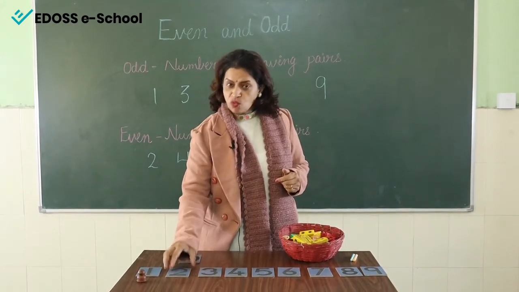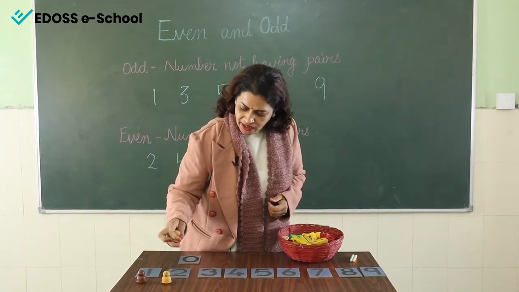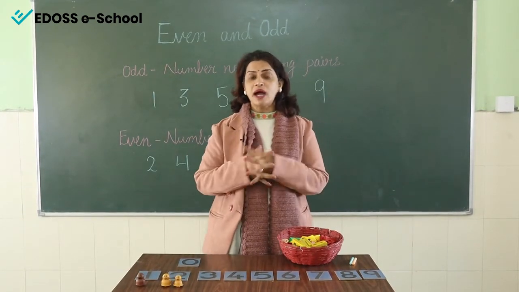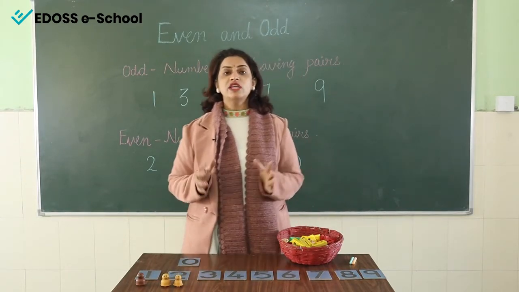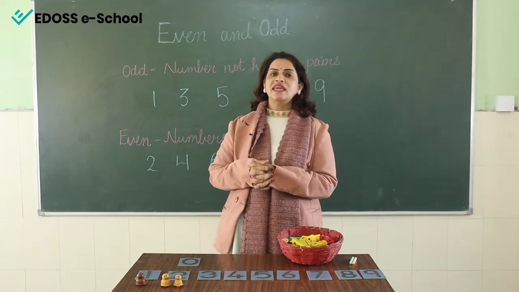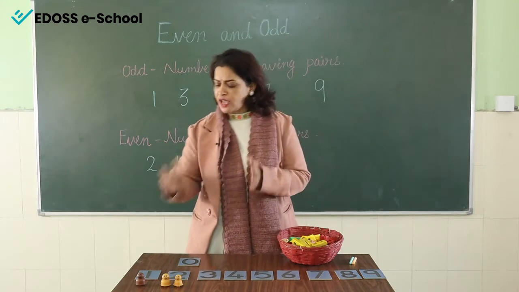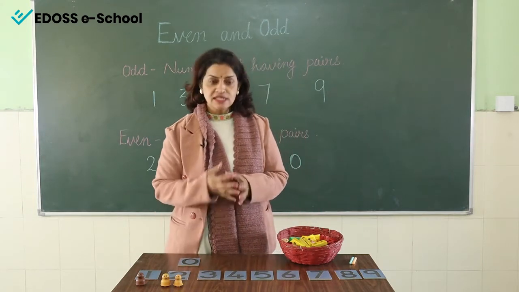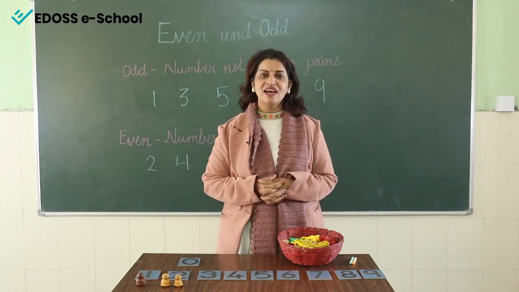This is number 2. Okay, so I have 2 toys for it, 1 and 2. That means number 2 has a partner. It has a complete pair. So children, the numbers which have a complete pair, that means which have a friend for themselves, are called the even numbers, and the numbers which don't have a pair, that means which are left all alone without a friend, are called odd numbers. Okay, so now let us see the other numbers and we will find out which numbers are odd numbers and which numbers are even numbers.